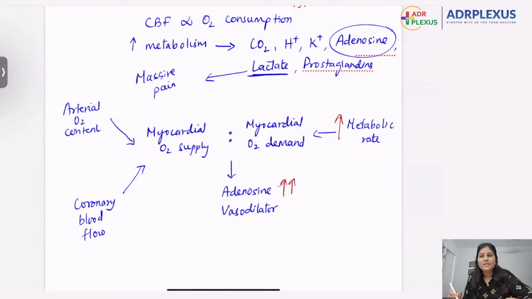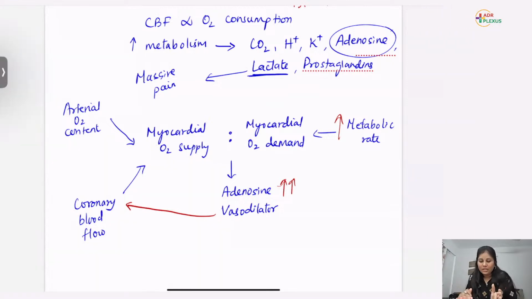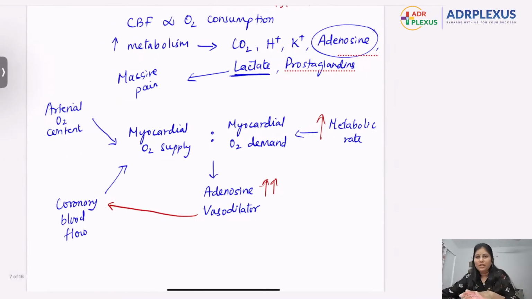This adenosine is a vasodilator. So what happens? This adenosine will dilate the coronary blood vessels, and this coronary blood flow will be increased and oxygen supply will be restored in par with the demand, right? So the blood flow can be increased only in correspondence with that of the myocardial metabolic rate or oxygen consumption rate. Okay, so that is the most important peculiar feature secondary to the basic blood flow, right?